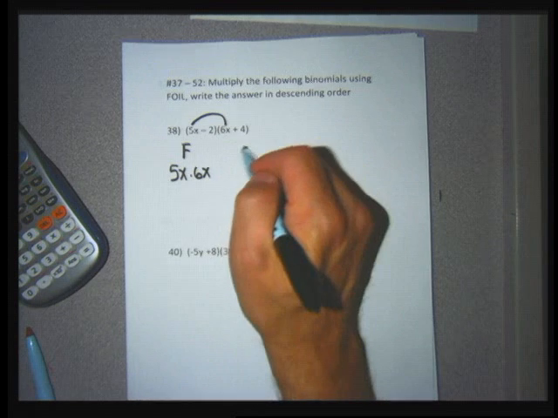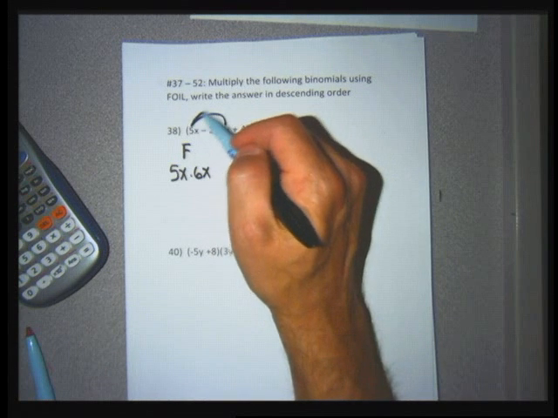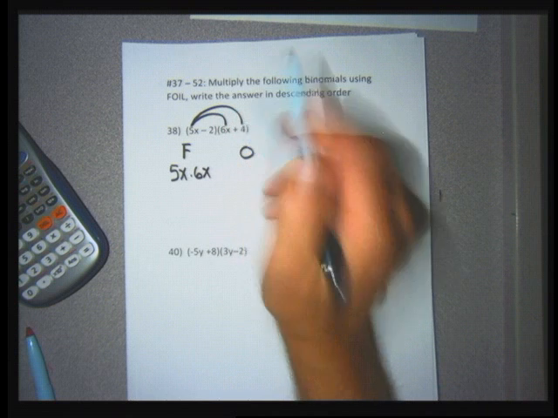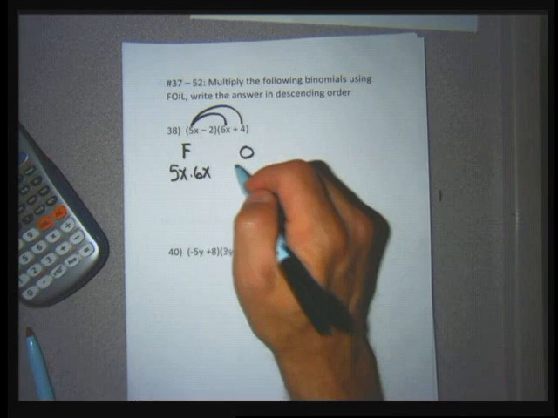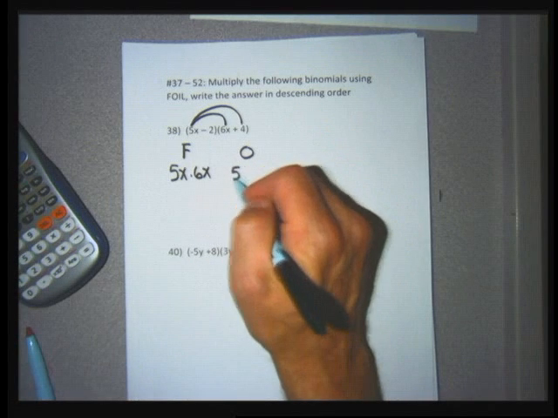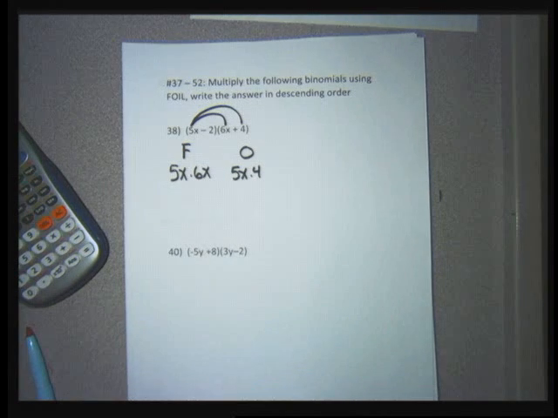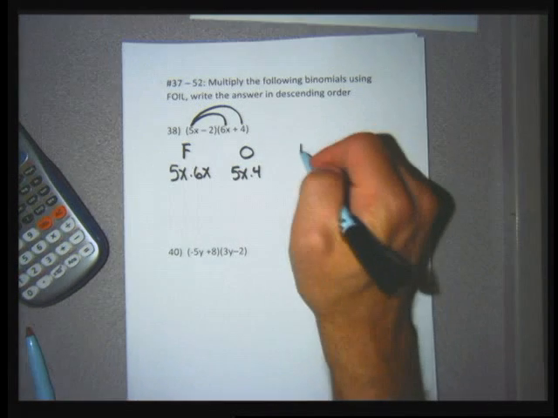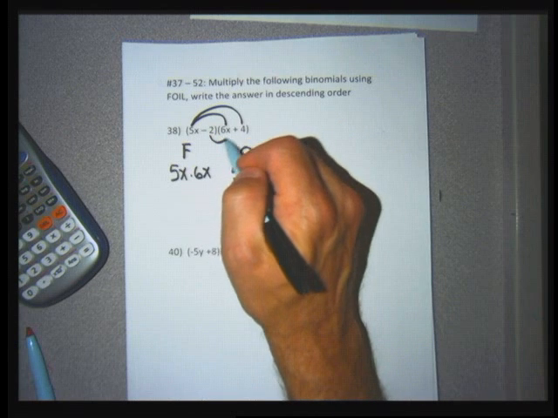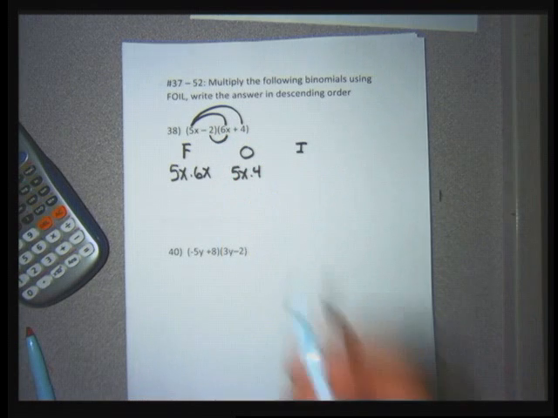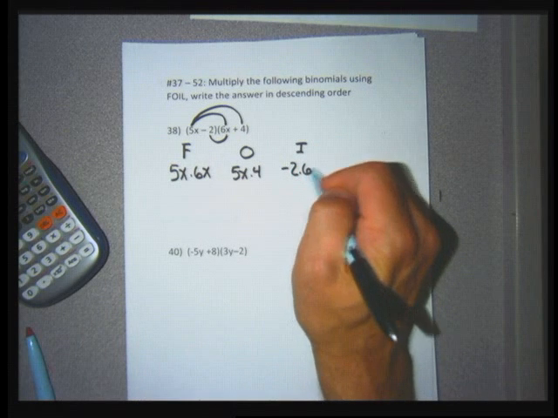And then we do something called outers. Now the 5x is kind of outside left and the 4 is outside right. So now we can consider the outers of this, 5x times 4. I'm done with the 5x. The next part of foiling is the inners, and the negative 2 and the positive 6x are kind of the insides of the parentheses. So we're going to do negative 2 times 6x.